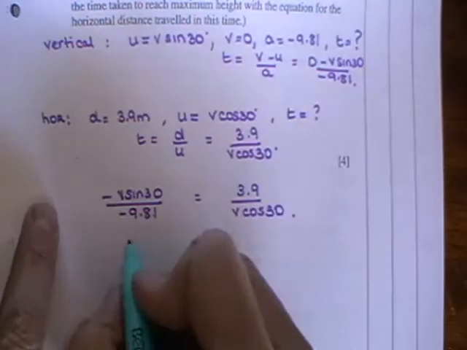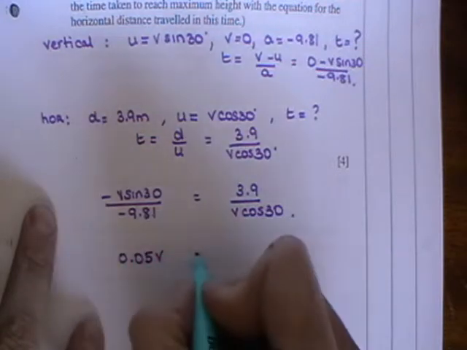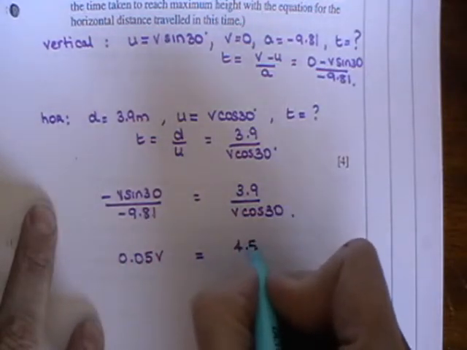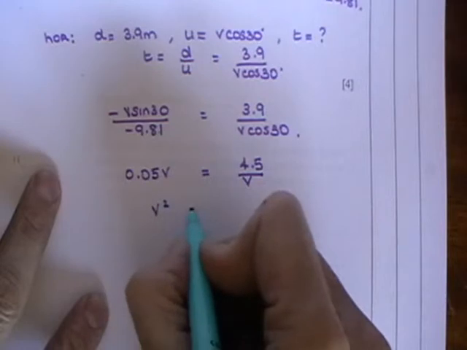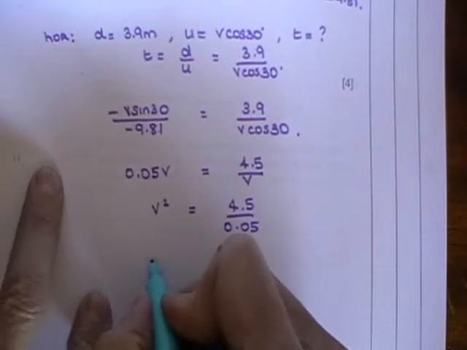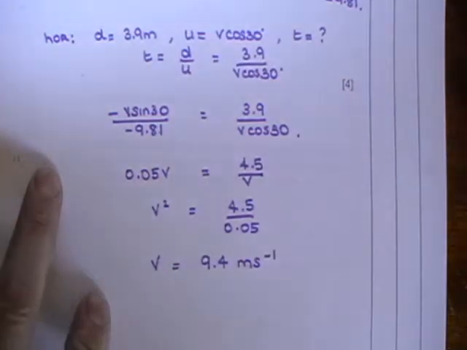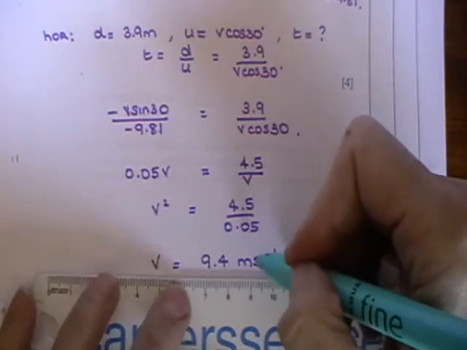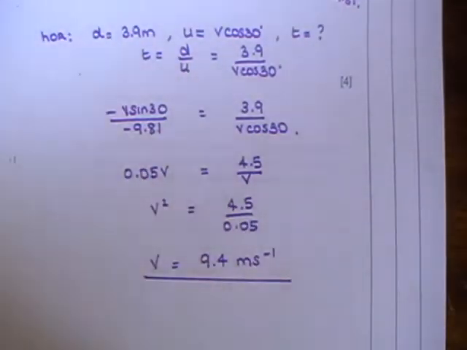Okay, so that comes out to be 0.05v is equal to 4.5 divided by v, and therefore v squared is equal to 4.5 over 0.05, and v then comes out to be 9.4. So there's quite a lot of working out in that question to get that answer. So all you've done there is put the times equal to each other, but first of all you had to come up with an equation for time for each one, and that was the difficult part.